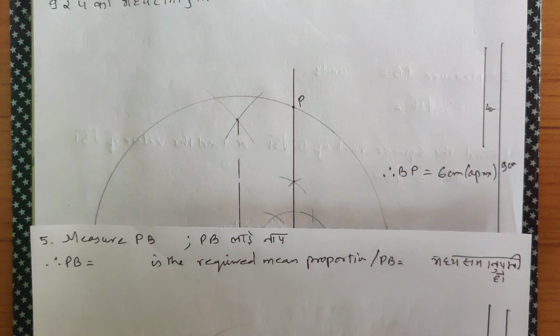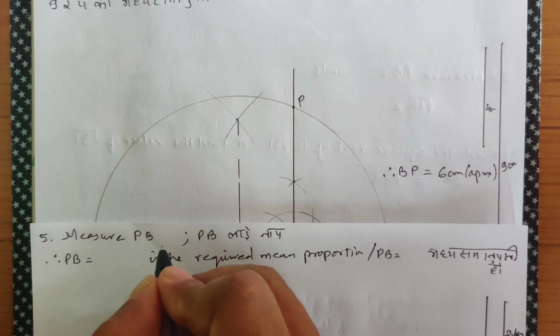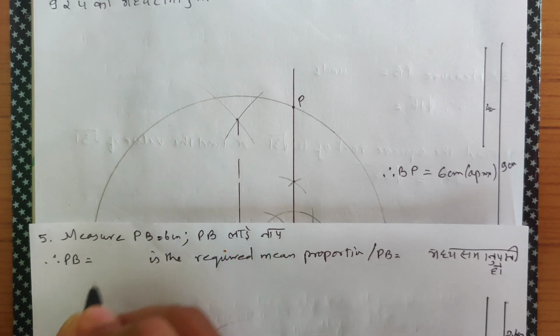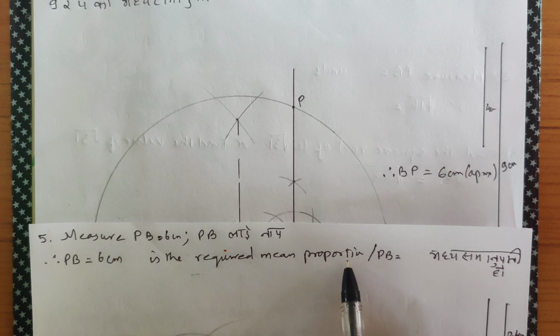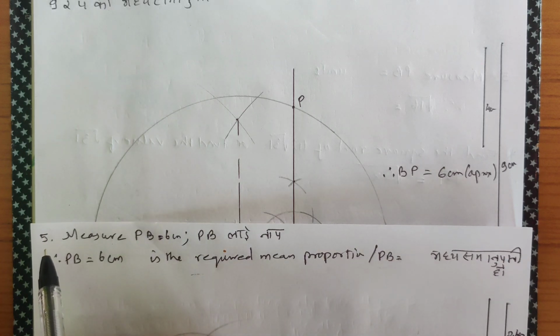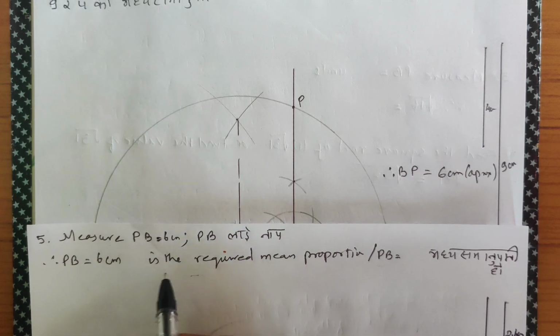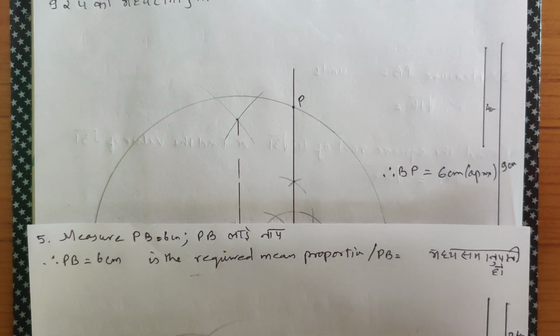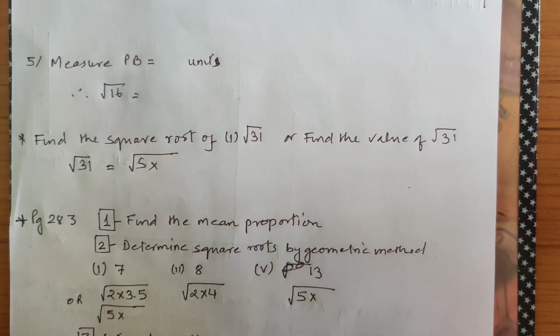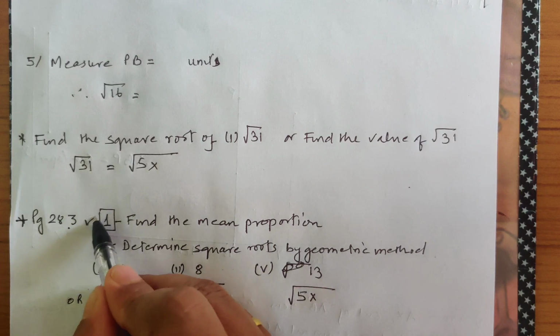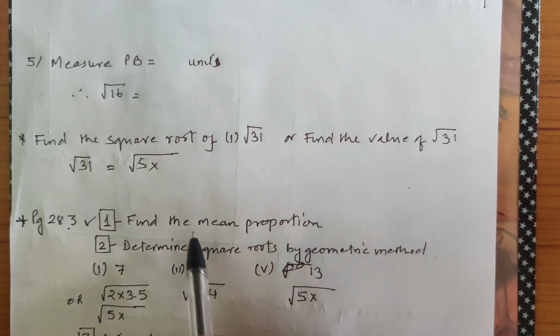So make sure you add your last step also. You measured PB and you got 6 centimeter. Therefore PB equals 6 centimeter is the required mean proportion. Do finish your steps till number 5. People, if you go to page 283 and see number 1 in chapter 21, it says find the mean proportion, and I've taught you how to find mean proportion. Now let's try to determine the square root geometrically.